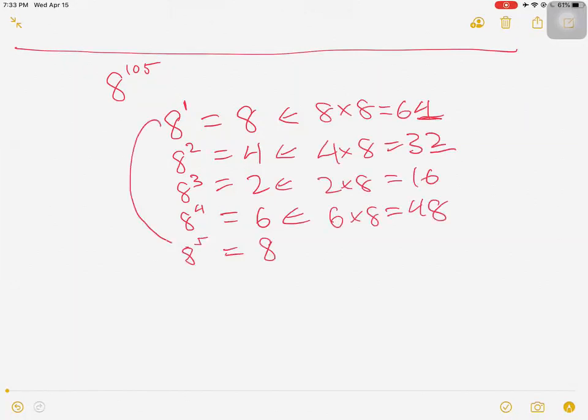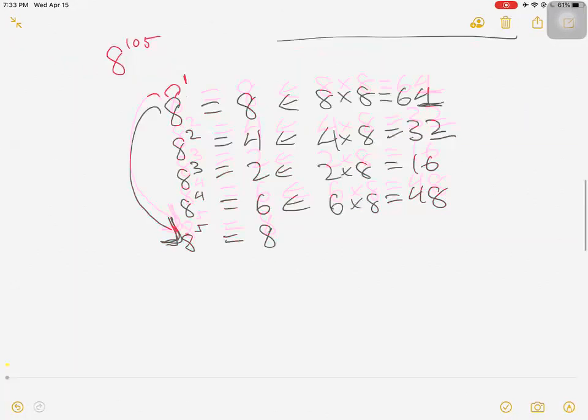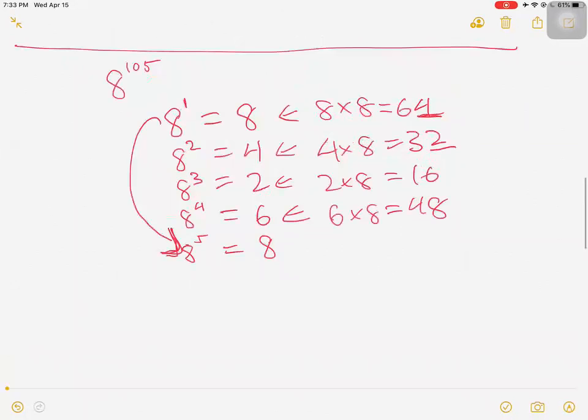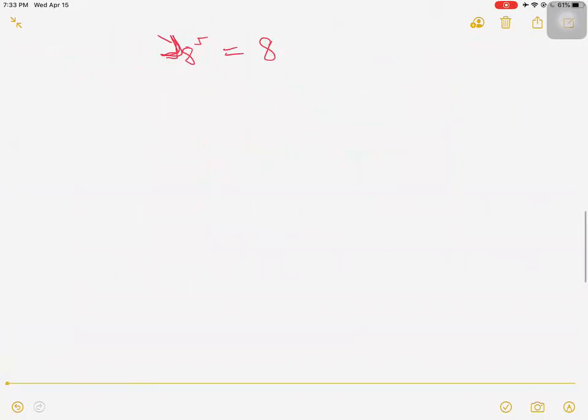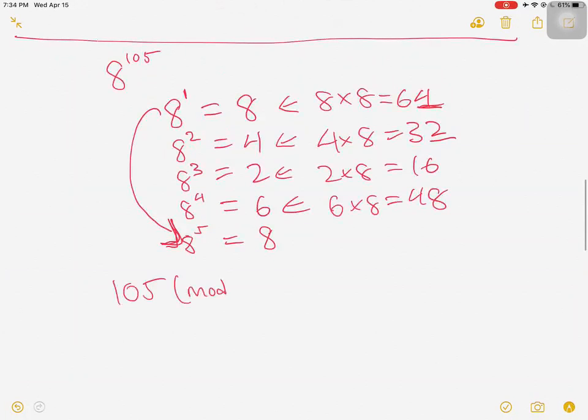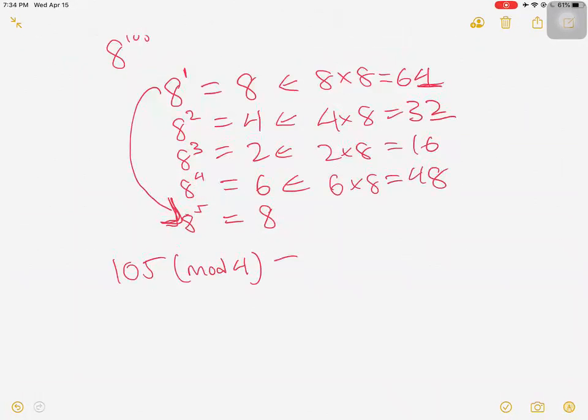And we can see once again that this forms cycles of, it's going to repeat in cycles of 4. So once again, we take the exponent 105 mod 4. This is just a fancy way of saying, what's the remainder when divided by 4. And it's 1. So we have 8 to the 105 is going to have the same last digit as 8 to the 1, which is just simply 8, mod 10.